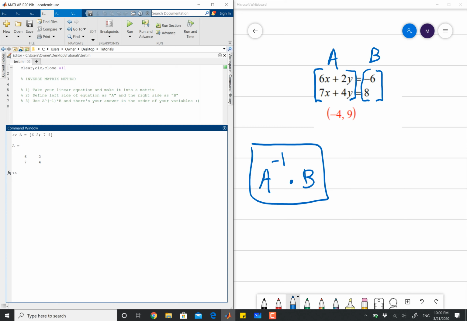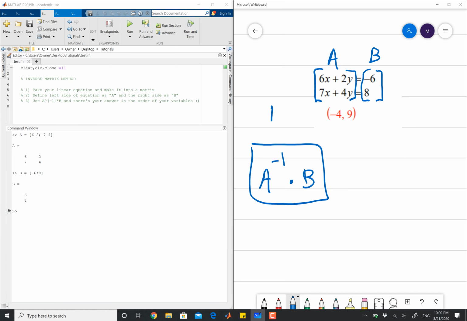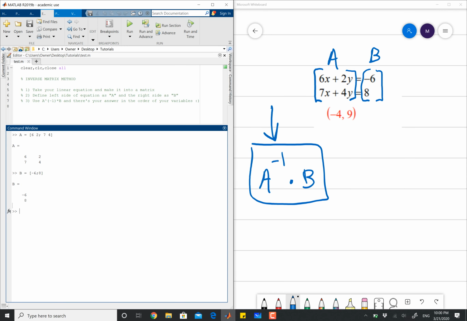It basically matches the format we're given for our equation. For matrix B, I'm going to have B equals open bracket, and then -6. To go to the next row, I'm going to use a semicolon and then 8. If I hit enter, perfect, I've got -6 and 8. All right, the last step, we're 90% there. To solve my system, I'm going to take the inverse of matrix A, so that's A raised to the power of -1, and then times B. And there you go. I've got -4 and 9 as my solutions.